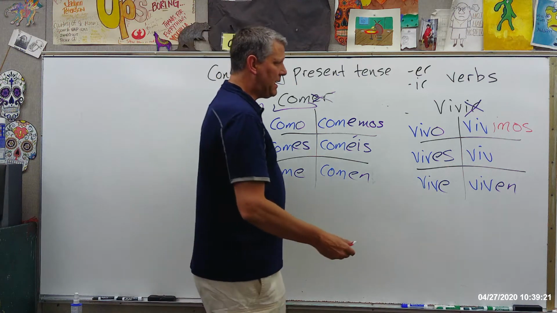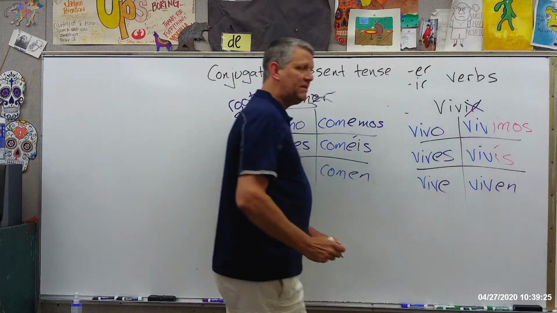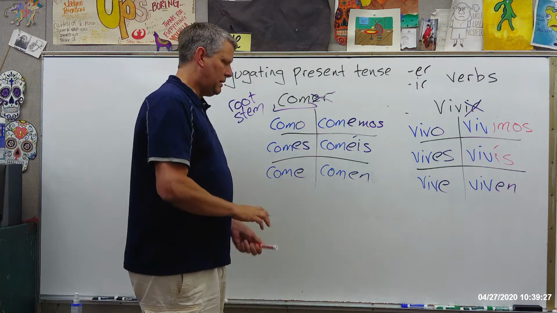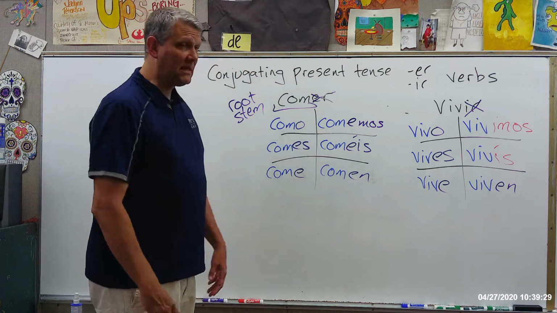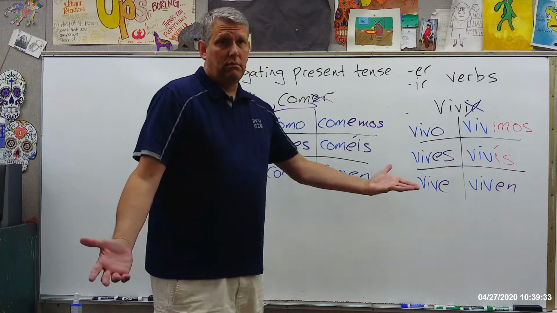And then if you're in Spain, oops, that's supposed to be an I. Vivís. And that's the vosotros form. That would be ye live. Okay? And again, this same pattern is going to work with the IR verb.